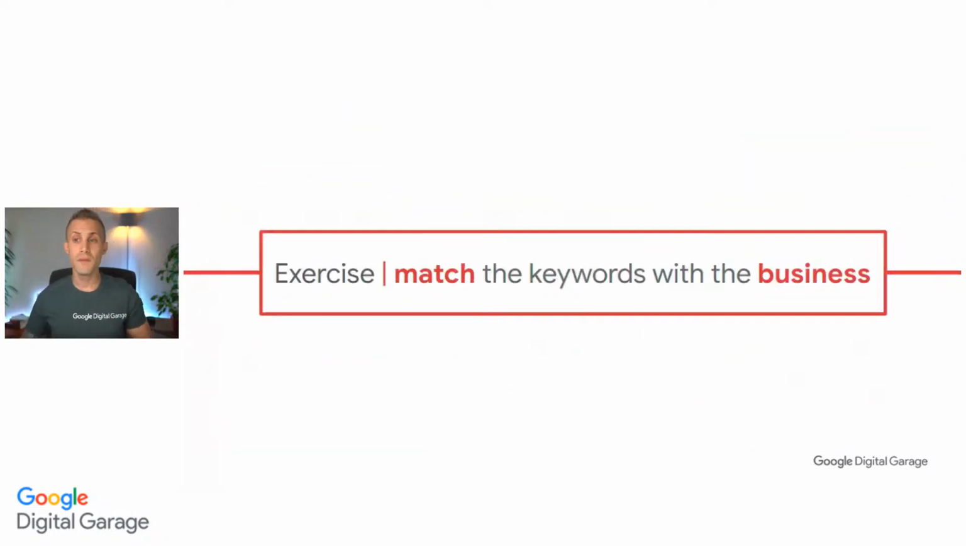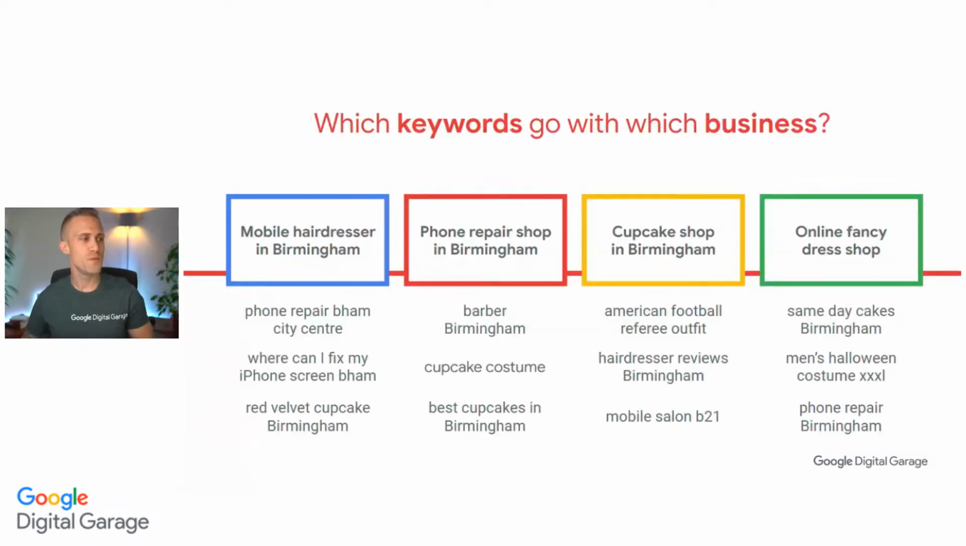So we're going to run a little bit of an exercise. We're going to jump into a simple example, and I'm going to pop them all up on screen. This is going back in the day to a little mix and match, compare and join the dots type vibe. So please get involved. I'm going to make it so simple and easy for you to answer these. We have Blue, which is a mobile hairdresser in Birmingham. We have Red, which is a phone repair shop in Birmingham. Then we have Yellow, a cupcake shop in Birmingham. Then we have Green, an online fancy dress shop.